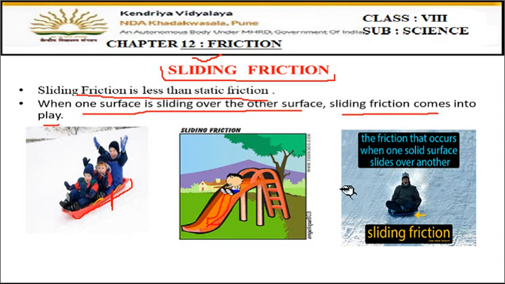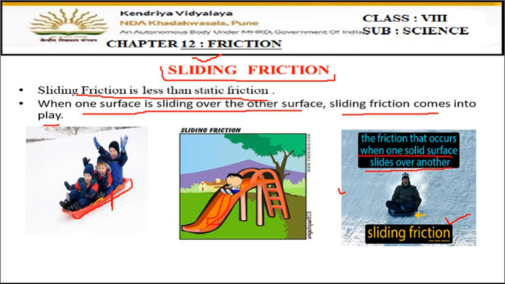So sliding friction is less than the static friction. Here also you can see that the person is sliding over ice, so the friction acting between the two surfaces is the sliding friction. So what happens in sliding friction? The friction that occurs when one solid surface slides over the other solid surface, then the sliding friction is acting.